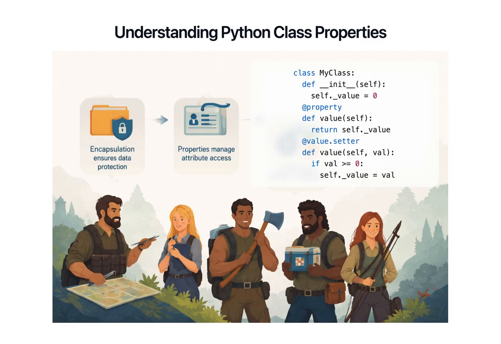Python class properties help in encapsulating data, providing a controlled way to access and modify class attributes. This ensures that data is protected and managed effectively within the class structure.